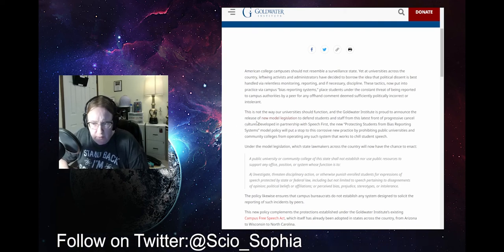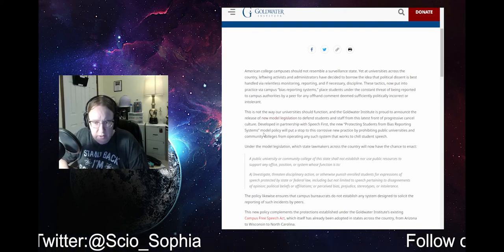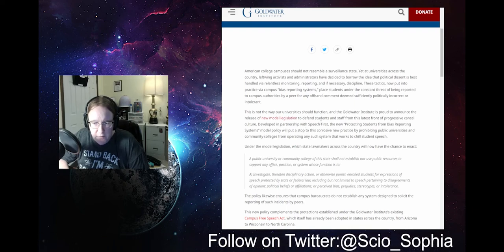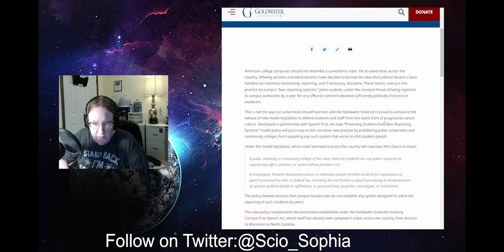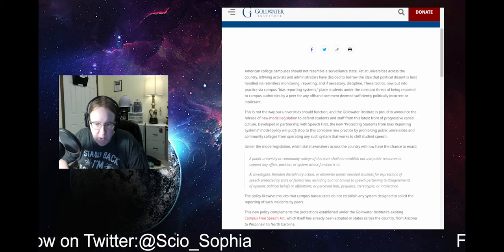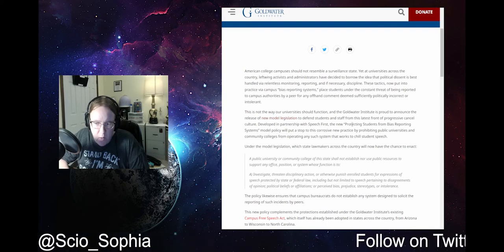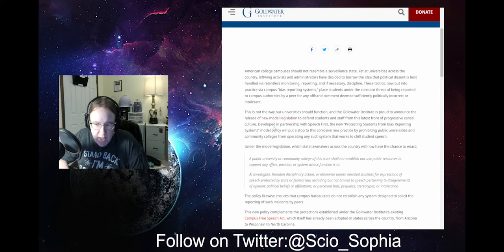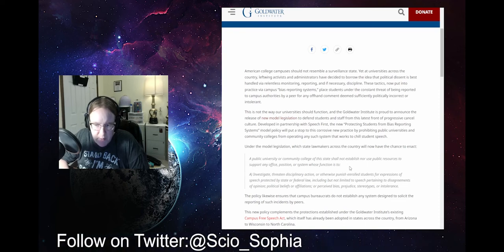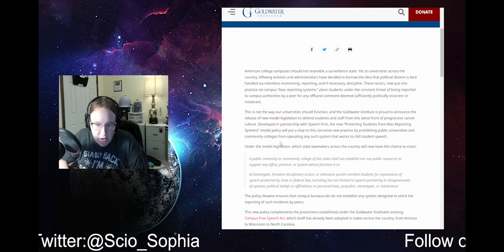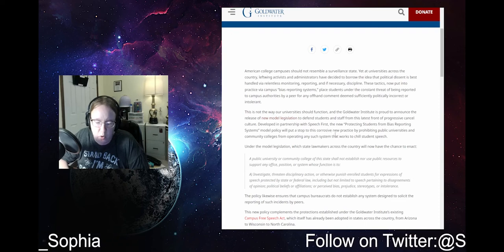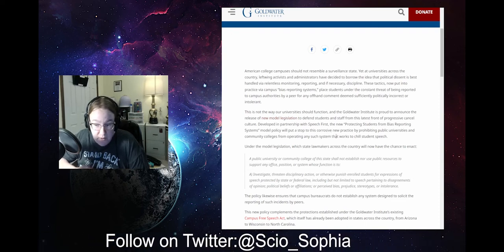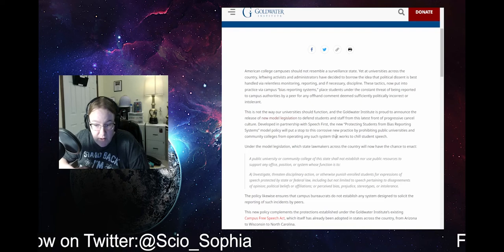This is not the way our universities should function, and the Goldwater Institute is proud to announce the release of new model legislation to defend students and staff from this latest front of progressive cancel culture. Developed in partnership with Speech First, the new "Protecting Students from Bias Reporting Systems" model policy will put a stop to this corrosive new practice by prohibiting public universities and community colleges from operating any such system that works to chill students' speech.